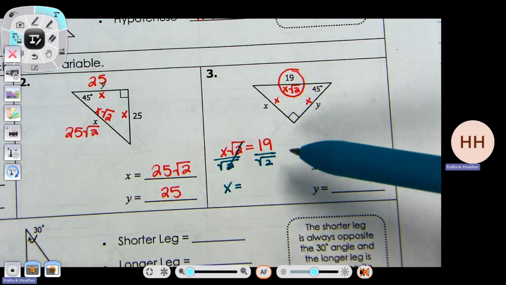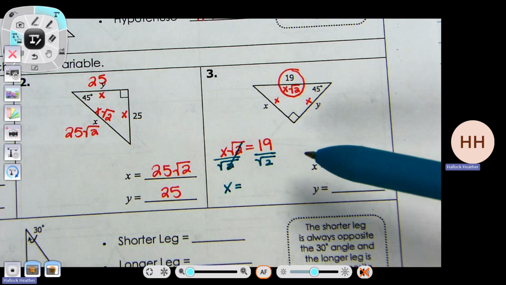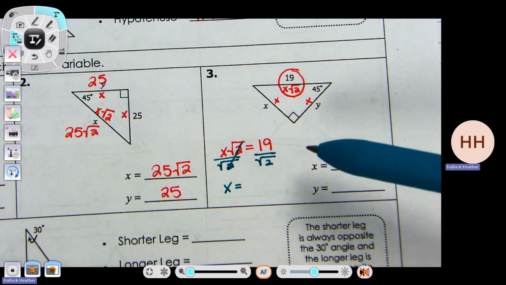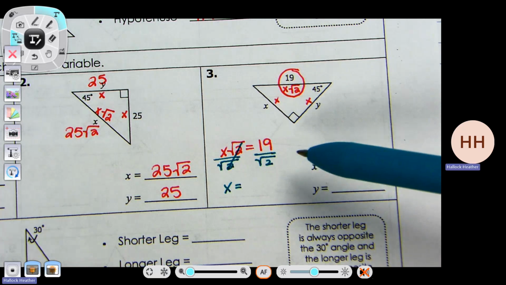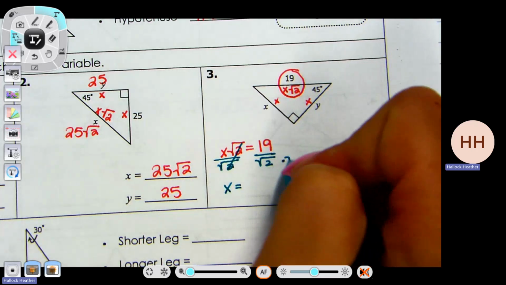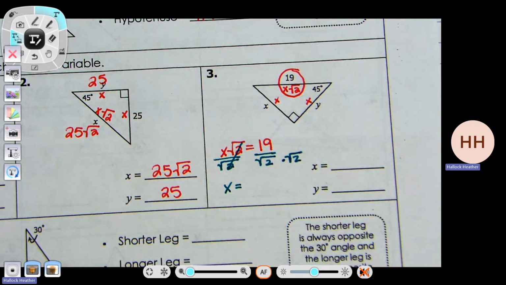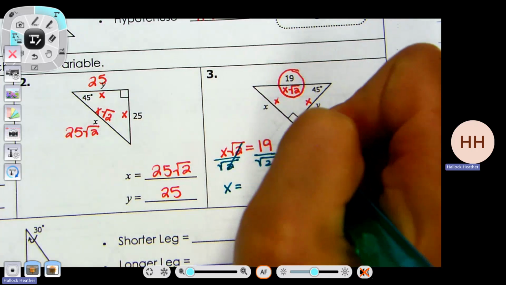You cannot leave a radical in the denominator of a fraction. So it's called rationalizing the denominator. So in algebra 1, you should have removed a radical from the denominator. Does anybody remember from algebra 1 how to do that? Of course not. So what we're going to do is multiply by the square root of 2. So we're basically multiplying by the denominator to remove the denominator. So I multiply by the square root of 2, multiply by the square root of 2.